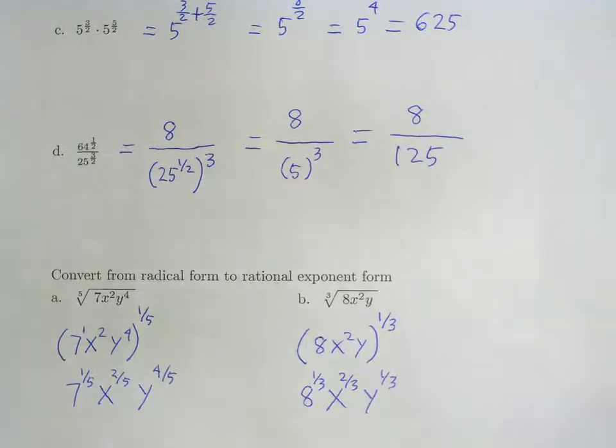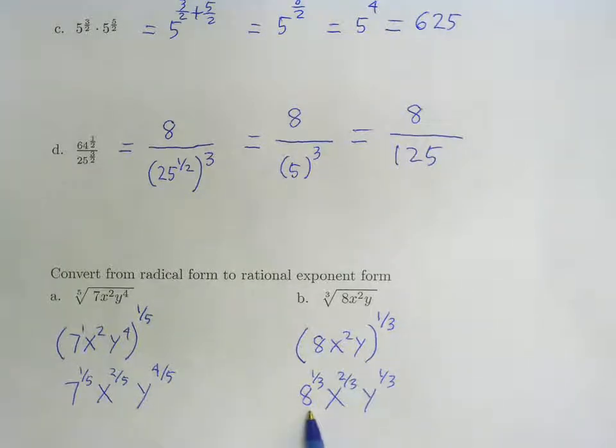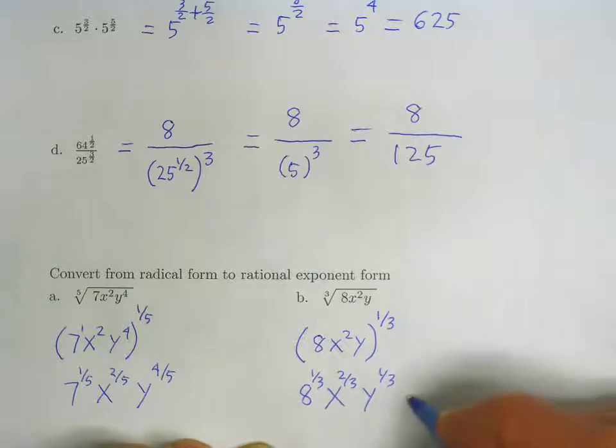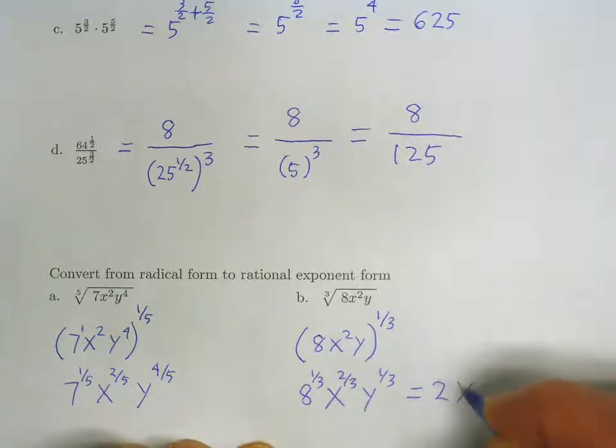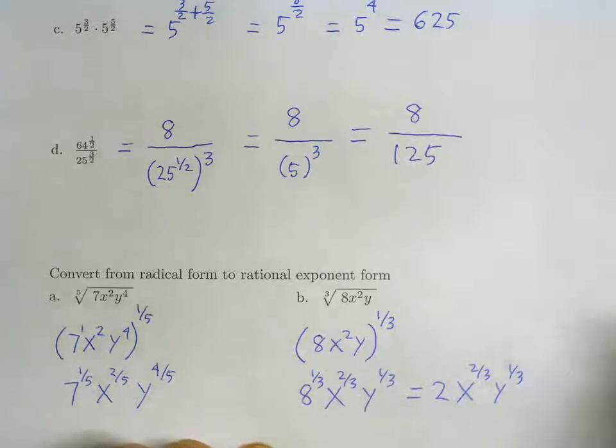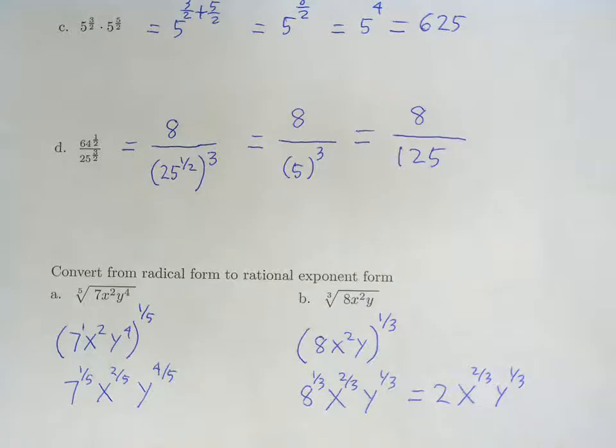We can simplify further, because 8 to the 1/3 is the cubed root of 8, and 8 is a perfect cube. The cubed root of 8 is just 2. So our simplified answer is 2 times x to the 2/3 times y to the 1/3. Okay, we'll move on to the next page.